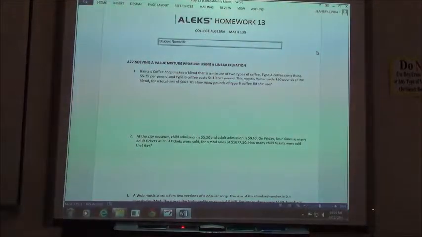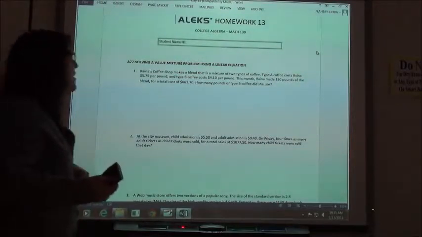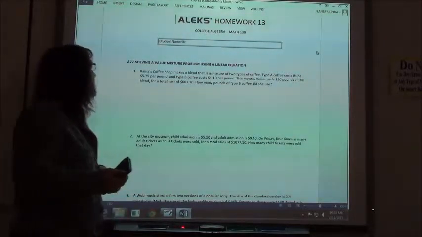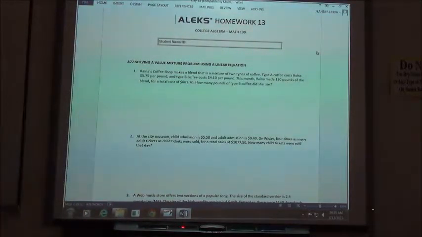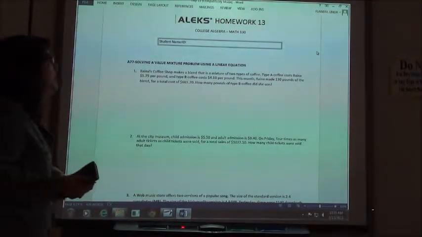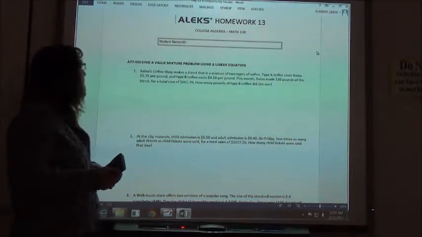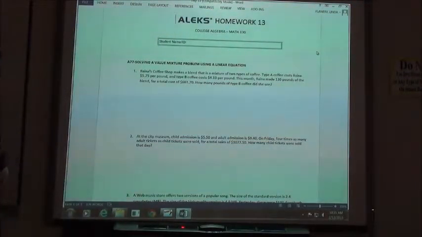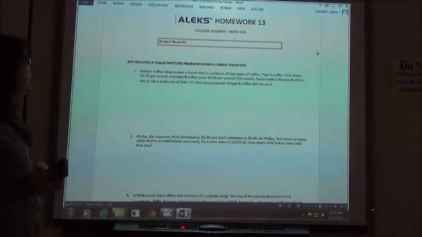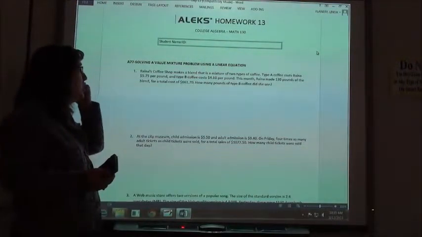Raina's Coffee Shop makes a blend that is a mixture of 2 types of coffee. Type A coffee costs Raina $5.75 per pound. Type B costs $4.10 per pound. Raina made 130 pounds of the blend for a total cost of $661.70. How many pounds of type B coffee did she use?